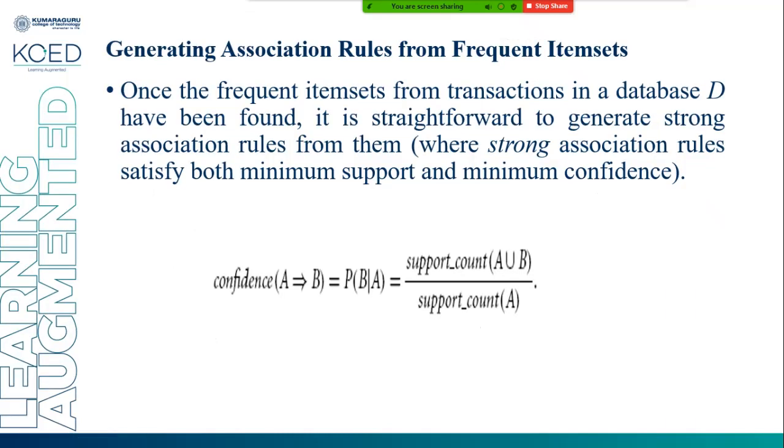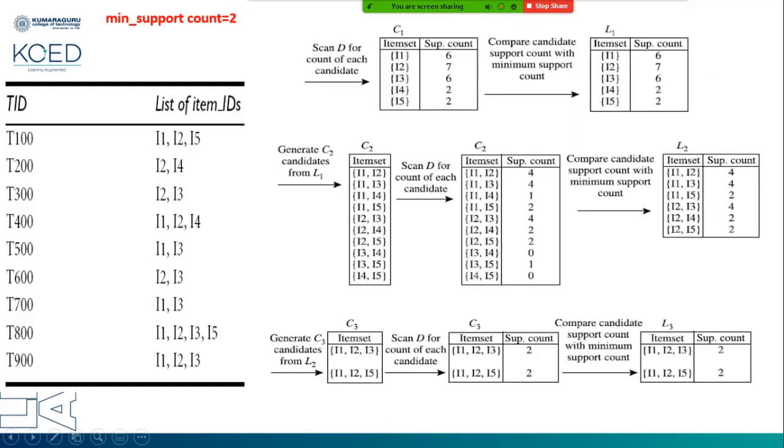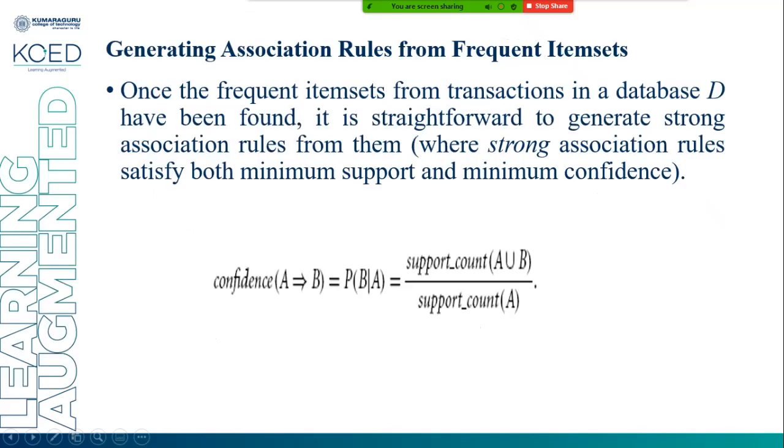Then how to generate the association rule from the frequent item set. Now we find the frequent item sets. They are I1, I2, I3 and I1, I2, I5. Once the frequent item sets from the transaction database D have been found, it is straightforward to generate the strong association rules from them. How to generate the strong association rule?